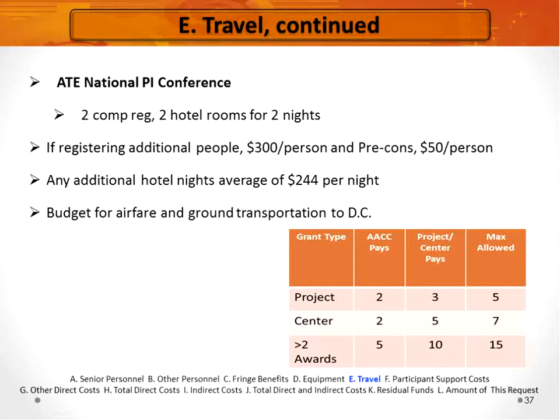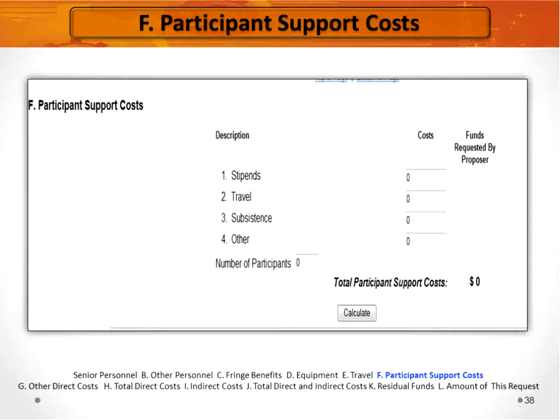So you would be looking at budgeting expenses such as airfare, additional hotel nights if they're needed, or registration for additional team members beyond the 2 that AACC covers. We offer this as an example. I'm happy to answer questions about that offline or following the webinar, but just wanted to give you an example of how travel could be budgeted in this category for the ATE conference.